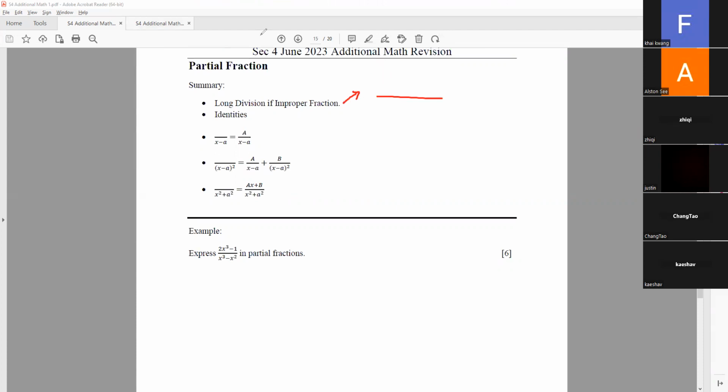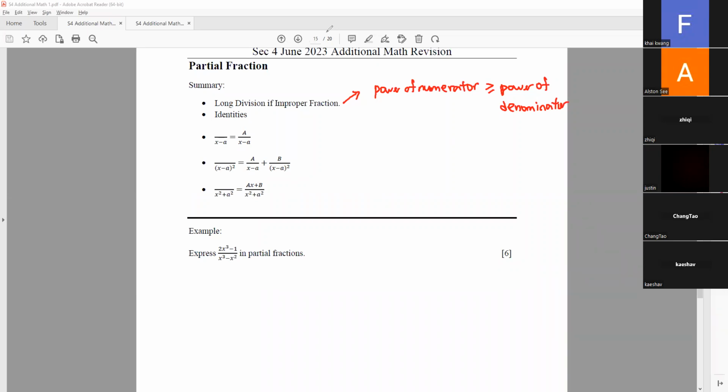The power of the numerator, which is actually called the degree lah, is greater than or equal to the power of the denominator. Equal, you also need to do. Once it is greater than or equal to, it means you need to do your long division first before you write down your identities. And these are the three identities that we have.